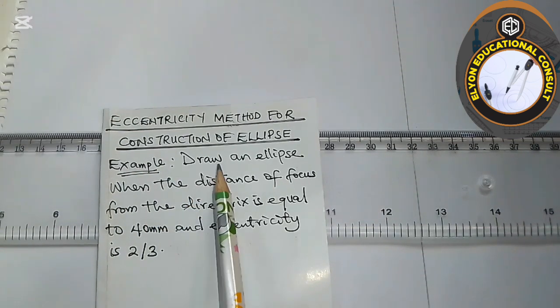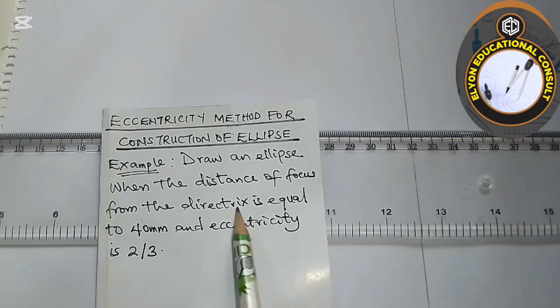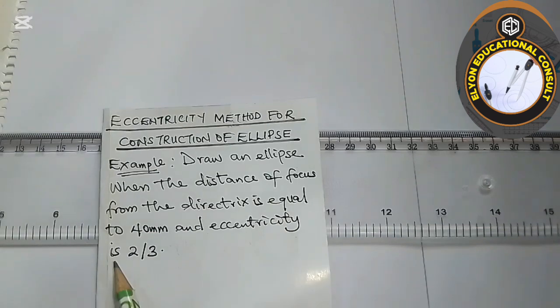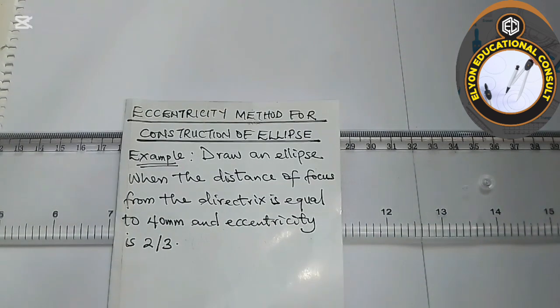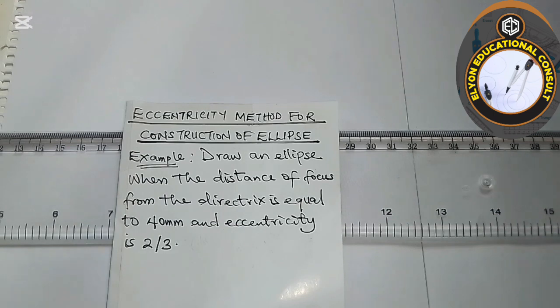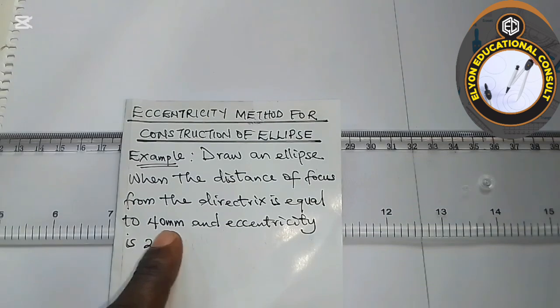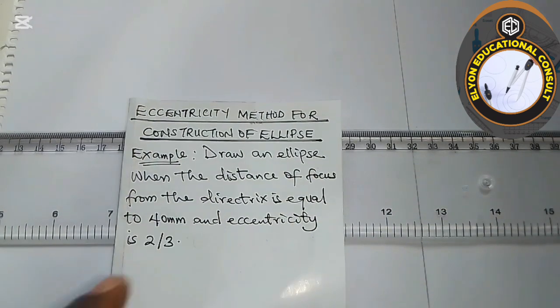The question says draw an ellipse when the distance of the focus from the directrix is equal to 40 mm and the eccentricity is 2/3. Now in this case we are given the directrix for the ellipse, then the eccentricity, which is 2/3, and the distance of the focus from the directrix is 40. So I'm going to be doing that now.